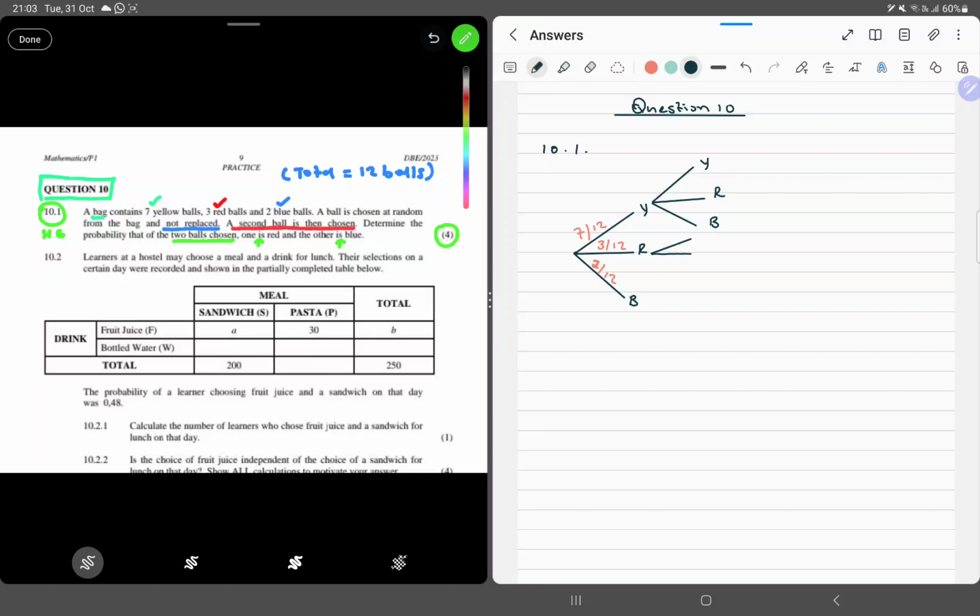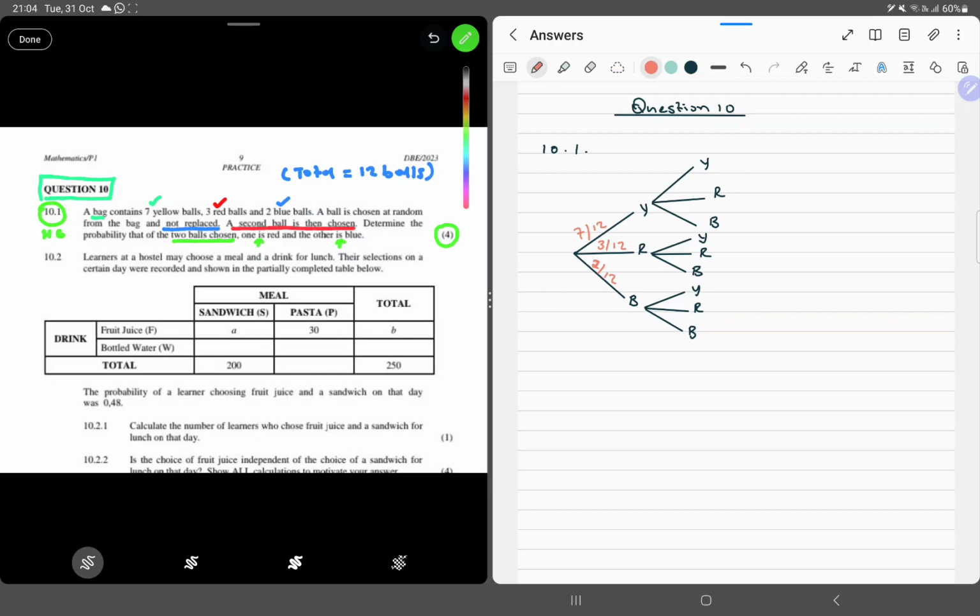It could go this way, that way, or that way. The second ball could be yellow, could be red, could be blue. And the same situation could still happen there, this way, and that way. So the second ball there could be yellow, could be red, could be blue. So can you see, this is quite a nice diagram to look at.